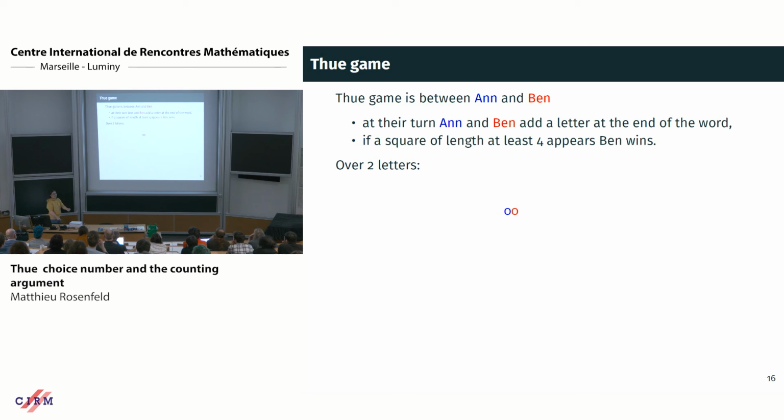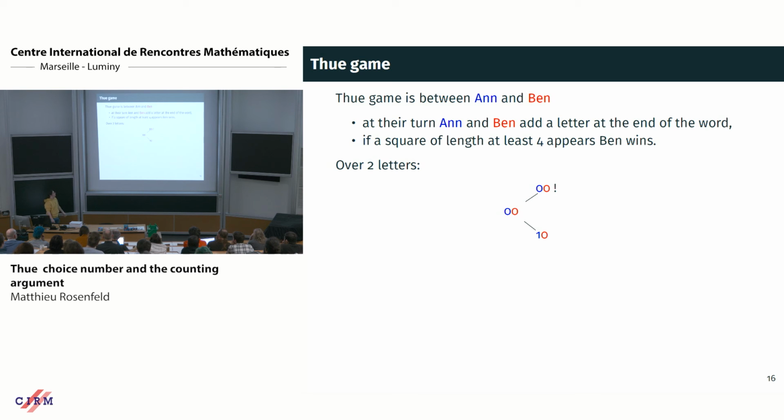I'm going to give a strategy for Ben. Suppose Anne starts by playing 0, which you can do with complete generality. Then the strategy of Ben is to play 0 as well. Now Anne has 2 possibilities. She could play 0, but then Ben can play 0, and then there is a square of period 4, of length 4, sorry. So maybe Anne tries to play 1.